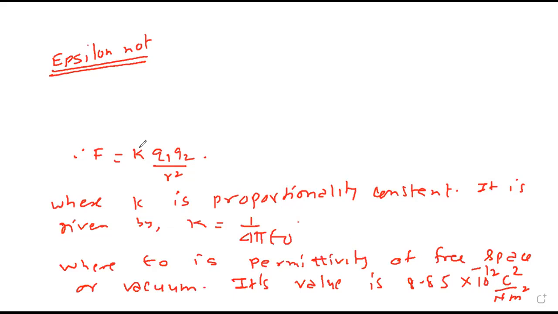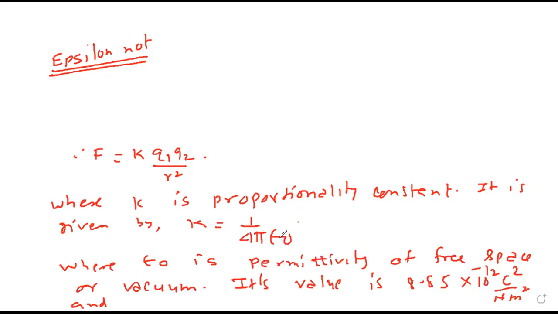See, in this case K is 1 upon 4 pi epsilon naught. As epsilon goes up, F will come down. Therefore, the unit of epsilon naught is Coulomb square upon Newton meter square. And in 1 upon 4 pi epsilon naught, only for epsilon naught, 4 pi is the constant.